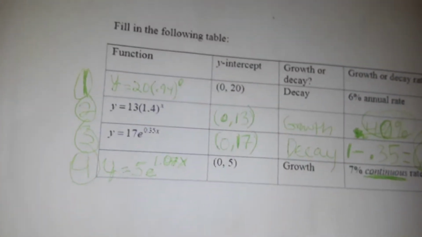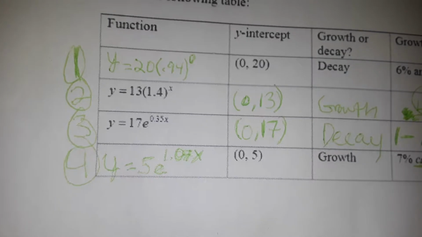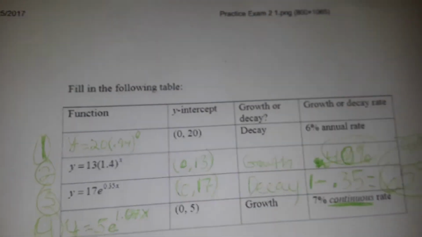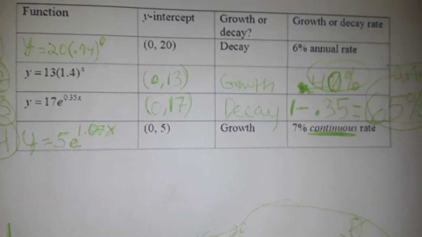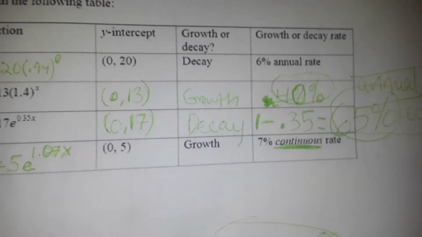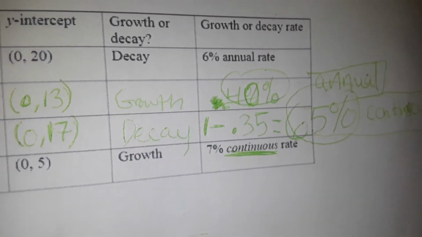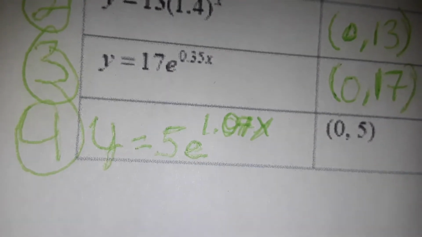Okay, and we have number 4, y equals 5e^1.07x is what I came up with, and I did this because the y-intercept is 5, it is growth, so it has to be larger than 1, and it is a continuous rate, which means it has a base of e, which I have right there.